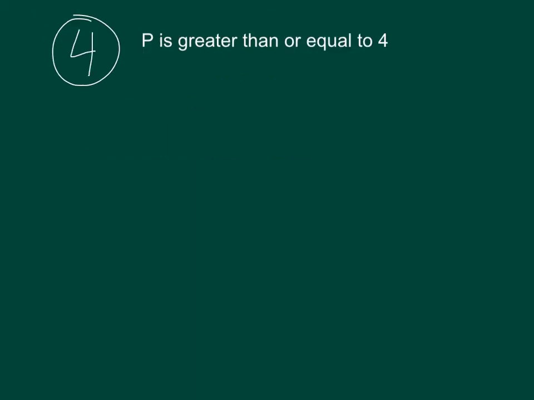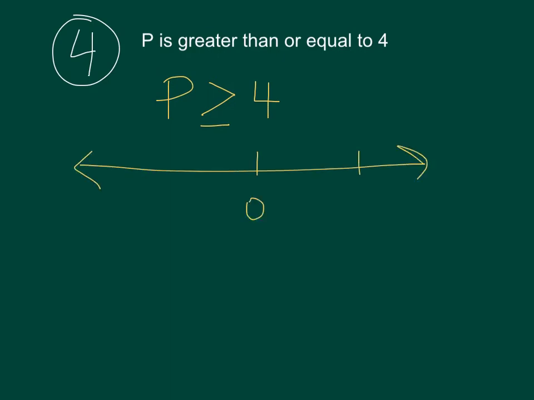Alright, next one. Number 4, p is greater than or equal to 4. So p, greater than sign, is this way, greater than or equal to 4. We can graph that. Here's 0, here's 4. Since it's or equal to, we use a closed dot. Numbers that are greater than 4 go to the right. So interval notation, our answers start at 4. They go all the way to infinity. It actually equals 4, so we use a bracket. It does not equal infinity, so we use a parenthesis.